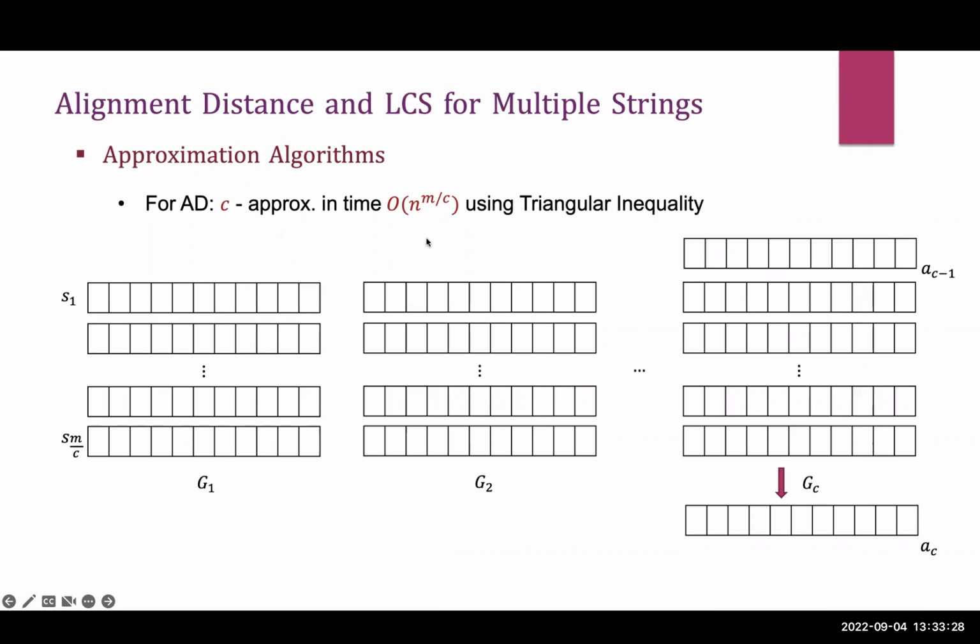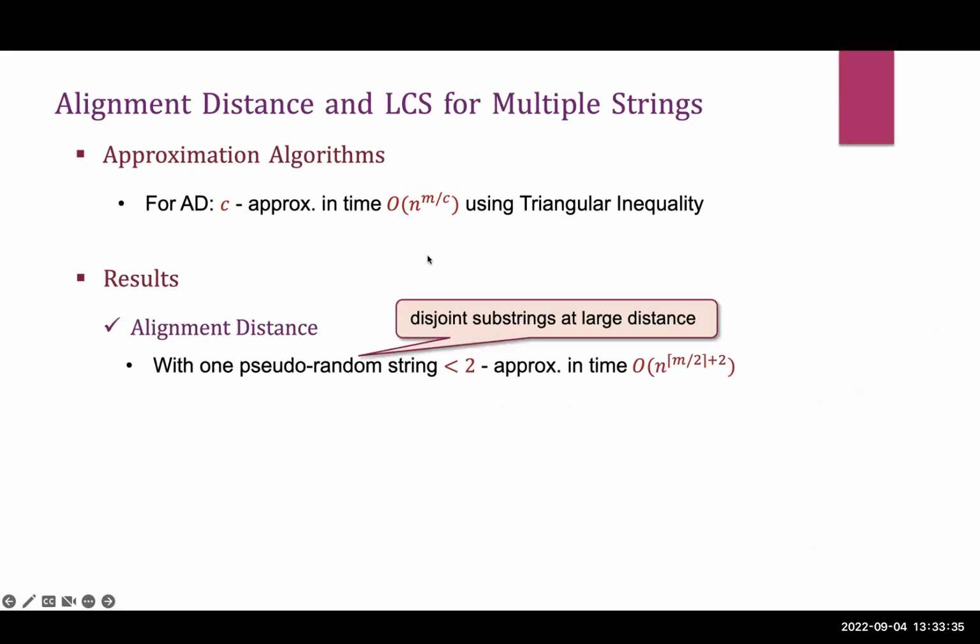Going below this 2-approximation, or breaking the triangle inequality barrier, is one of the challenging open questions. In our work, we provide an algorithm that gives strictly below 2-approximation of alignment distance in time roughly n to the power m over 2, provided one of the input strings is pseudorandom. We call a string pseudorandom if the following property is satisfied: if I consider any pair of disjoint substrings from the pseudorandom string, then they must be at large alignment distance.